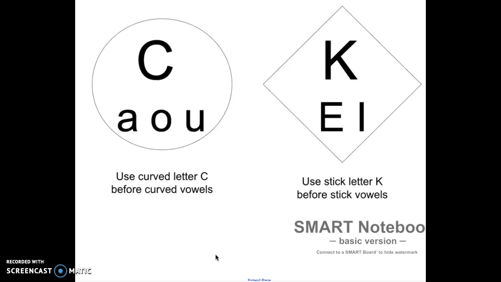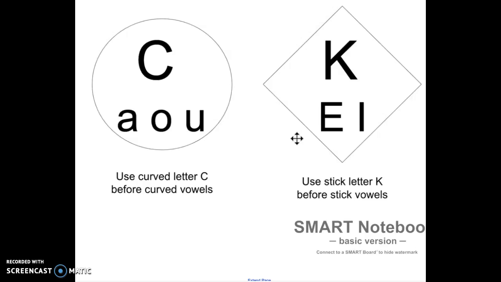So with that little rule that we can follow, we know that kittens, since it has an I, uses a K, and cat, since it has an A, uses a C. And so it's kind of easy to remember if you think about A, O, and U all have curves in them, and the letter C has a curve. I and E are straight letters, just like K is a straight letter. So that should help you with how you spell your words.